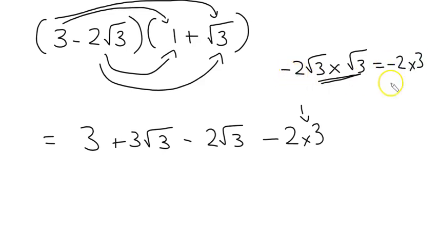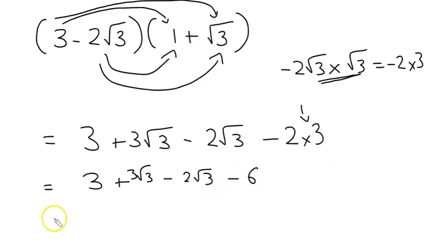So minus 2 times 3. So then if we were to simplify all of this, it's going to be 3 plus 3 root 3 minus 2 root 3. Let's just simplify this bit, so that's a minus 6, and then we can collect these terms, so that would be a minus 3, and then treating these like x terms, we're going to have root 3.